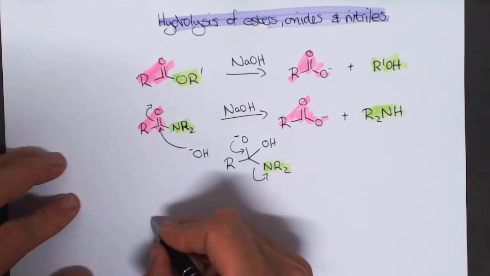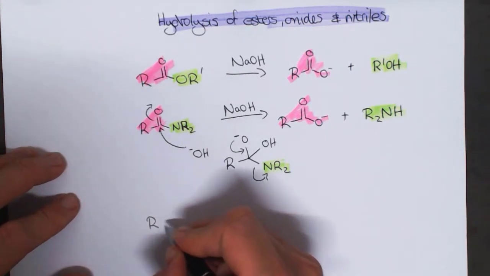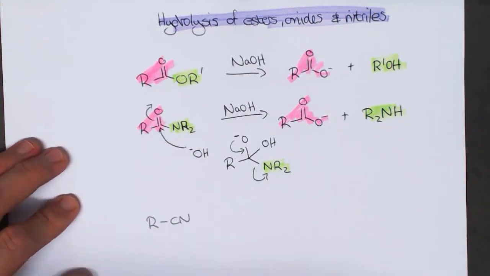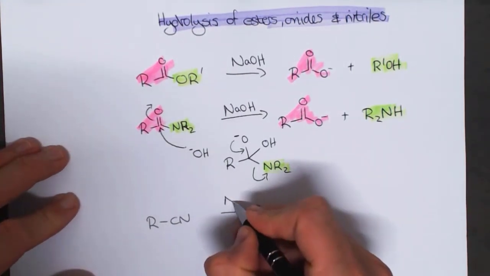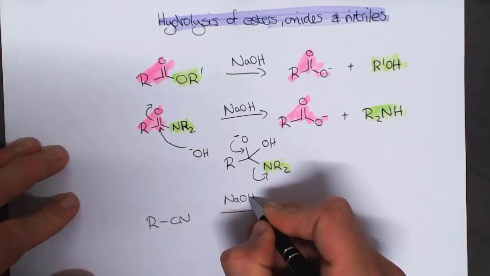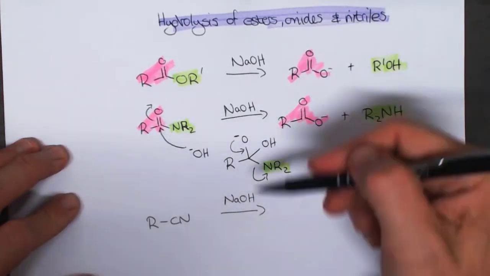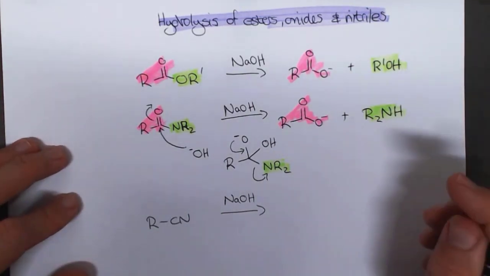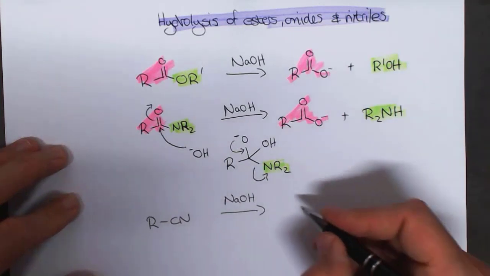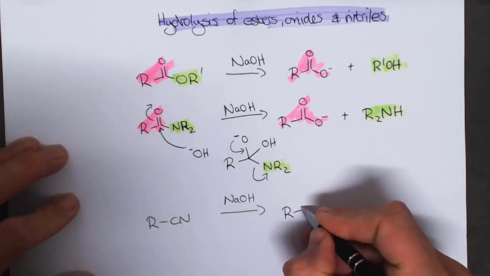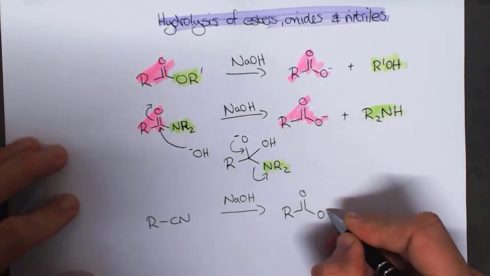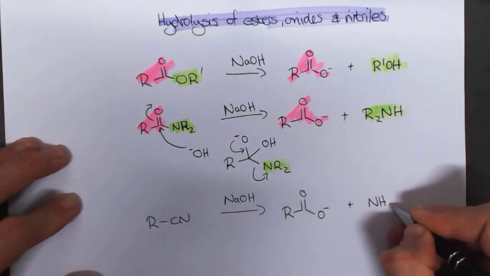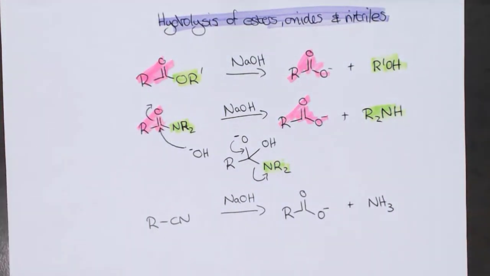The last thing we need to look at in this introduction part is the hydrolysis of a nitrile. When we hydrolyze nitriles, these are actually a little bit more tricky, and we use a strong base such as sodium hydroxide. Remember, we can use any hydroxide. It could be lithium, potassium, or sodium. When we do this, we also get the carboxylic acid, or the carboxylate, I should say, and in this case we're going to end up with ammonia, NH3.